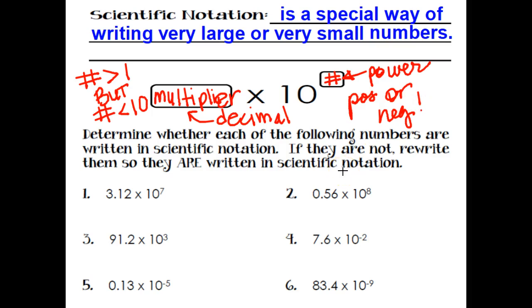All right. So understanding these rules, it says determine whether each of the following numbers are written in scientific notation. If they are not, rewrite them so they are written in scientific notation. We're going to come back and do that. We're not going to do that right now.